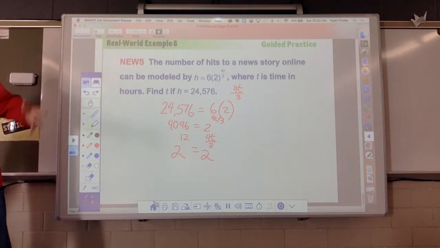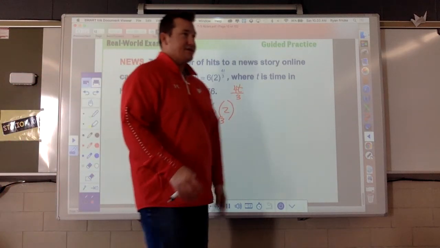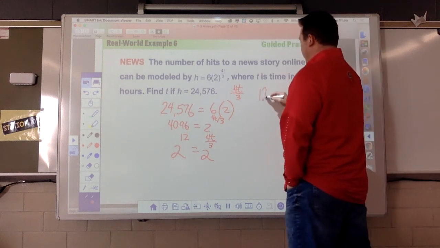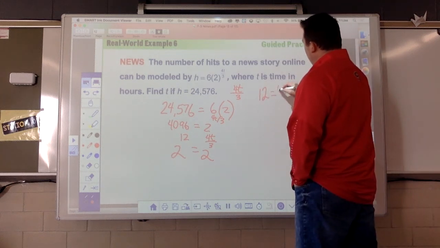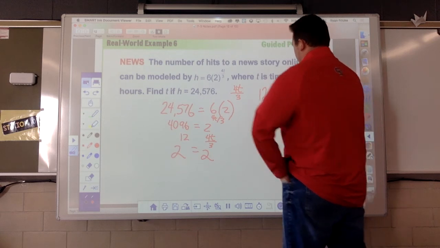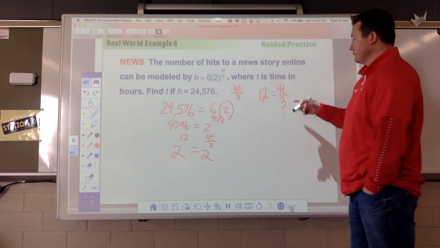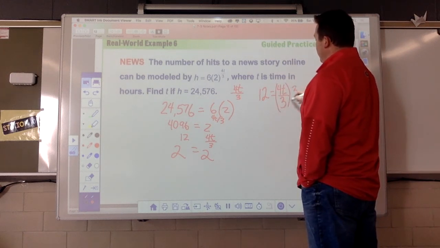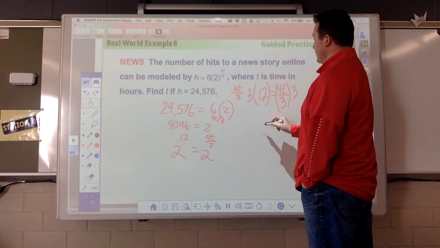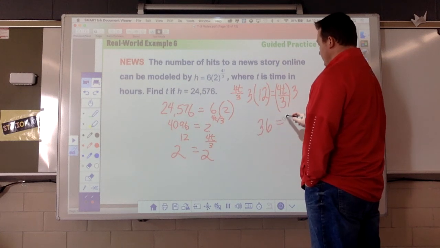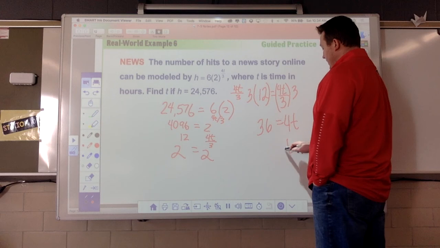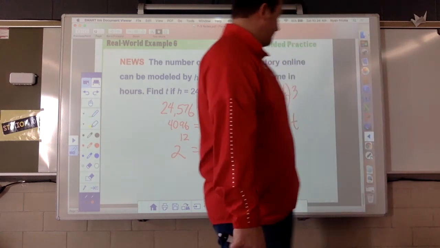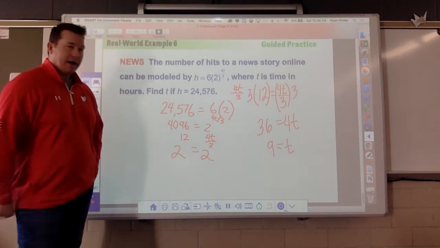Now, do what we've been doing. The bases are the same. Set the exponents equal to each other. So 12 equals 4t over 3. I can get rid of this in one or two steps. I don't really care. Multiply by 3. So call this 36 equals 4t. Divide by 4. We get t equals 9. Super. All right, guys.